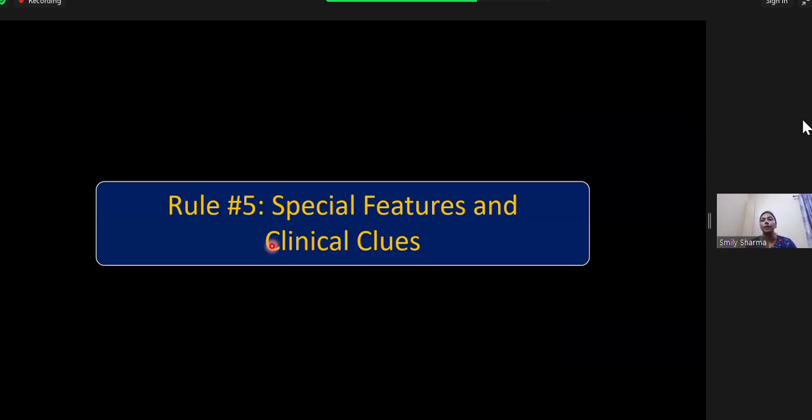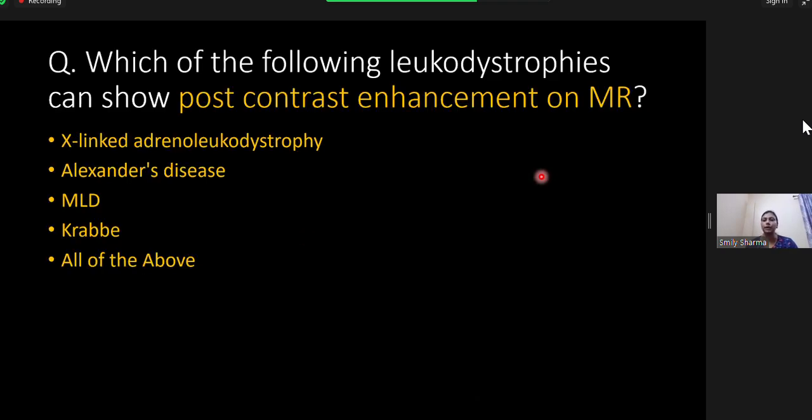Apart from looking at the pattern, we also have to look at certain special features. So we'll answer a few questions, and then we'll try to know which important things we have to look for apart from the patterns. Of these cases, which of the leukodystrophies can show contrast enhancement once gadolinium is given? Everyone can post their answers.